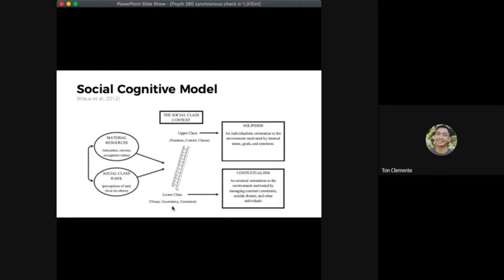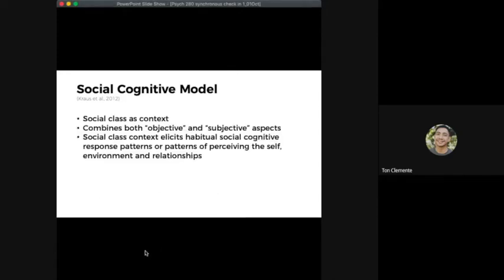Tapos, ano yung sinasabi niyang importante dito? Bakit social cognitive model? So, ang crucial dito, merong mga social cognitive patterns or habitual patterns of perception that also lead to particular behaviors that are associated with particular social class levels. Does that make sense? Sige, so let's try to break it down. Again, like what I previously mentioned, yung social class is a context. It combines both objective and subjective aspects. No? And then it makes it social cognitive because the social class context, as it turns out, elicits these response patterns or patterns of perceiving the self, the environment, and your relationships.